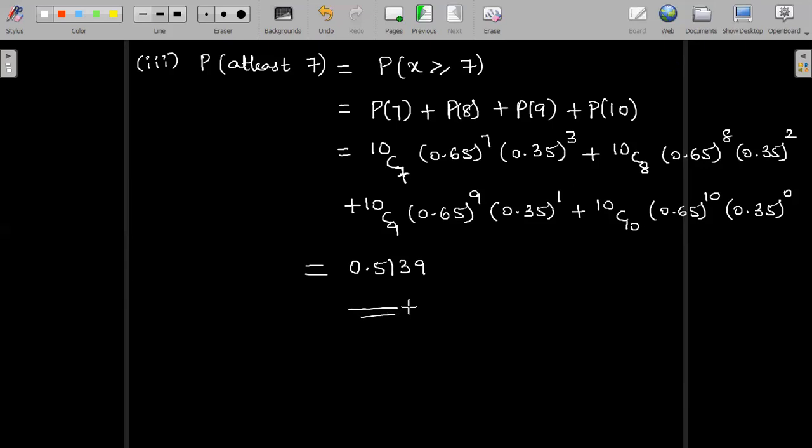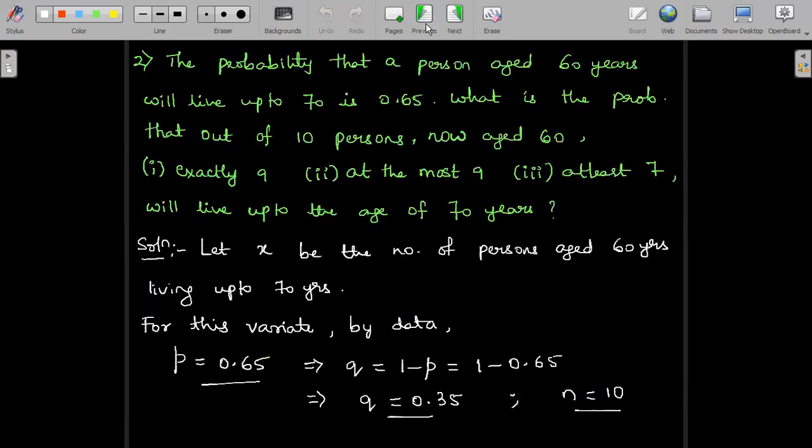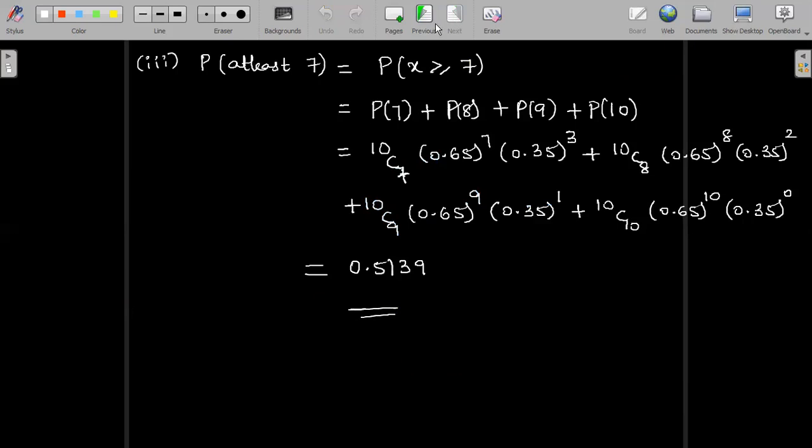So this was another problem related to binomial distribution, wherein a person who is already aged 60 years, if that person is living up to 70 years, we wanted to find out the probability of that happening with all these subcases. So exactly 9, at the most 9, at least 7. All the three cases we discussed. Let's see the third problem now.